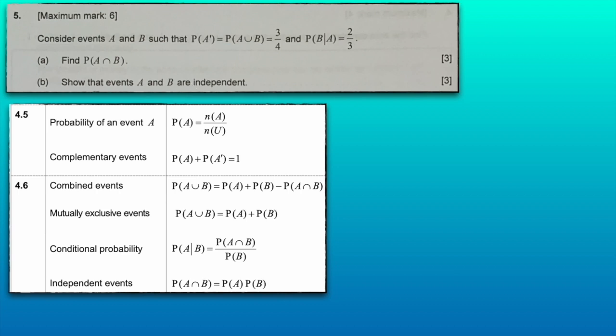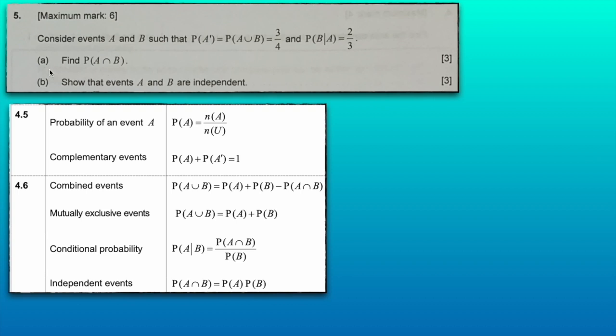Next, number 5. Consider events A and B such that probability of A complement is equal to probability of A union B is equal to 3 over 4, and probability of B given A is equal to 2 over 3. Find probability of A intersection B and show that events A and B are independent. Here are the formulae that you can use, and these are available in the formula booklet. Again, you must know where to find the formulae in the formula booklet.